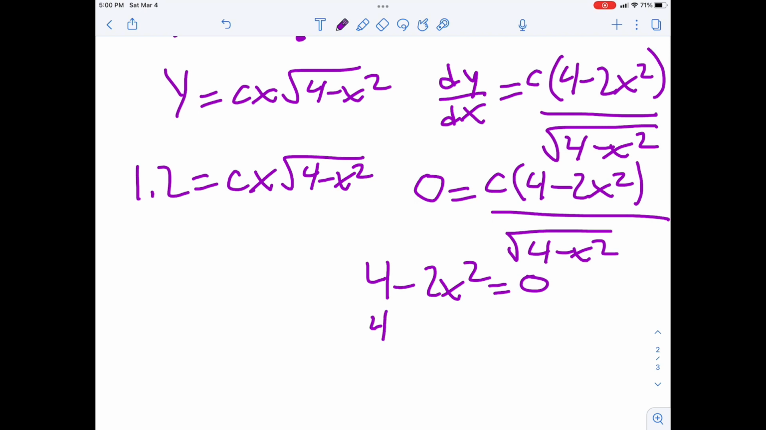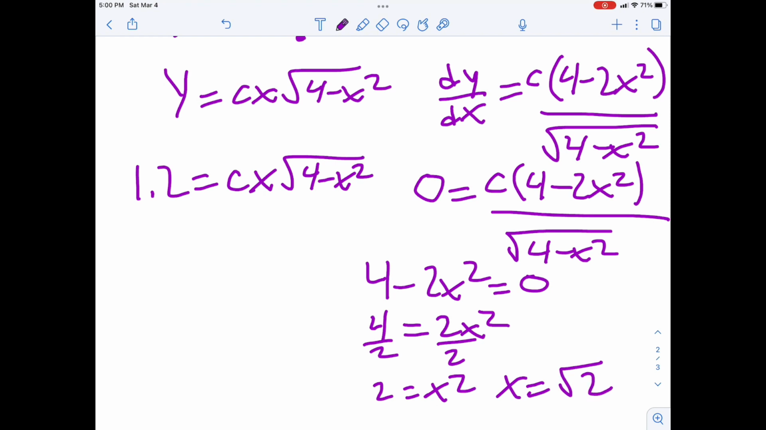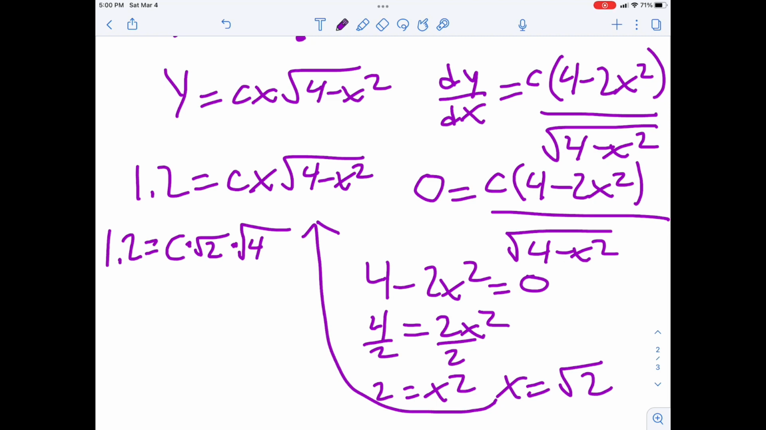So I can rewrite this as 4 equals 2x squared. Divide by 2 on both sides. I get 2 equals x squared, and x equals the square root of 2. So now I'm going to use this x value and plug it into this equation here. So I'm left with 1.2 equals c times the square root of 2 times 4 minus root 2 squared.